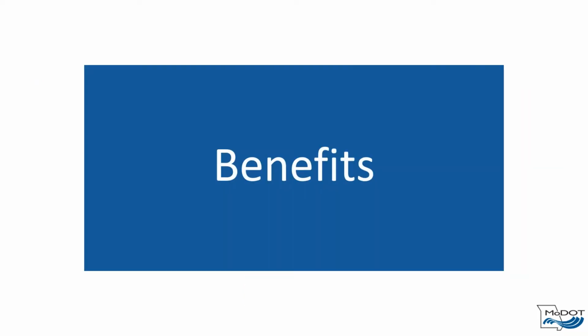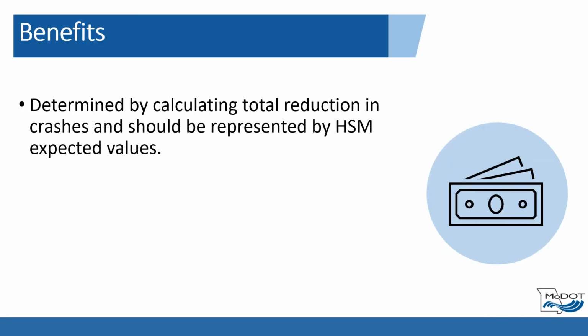Now that we've introduced the safety BCA, let's discuss the benefits of a safety project. The benefits of a traffic safety project are determined by calculating the total reduction in crashes and should be represented by HSM expected values when possible. This value can be calculated by using one of the various tools, HSM spreadsheets, ISAT-E, IHSDM, mentioned in MoDOT EPG 905.3.6.2.